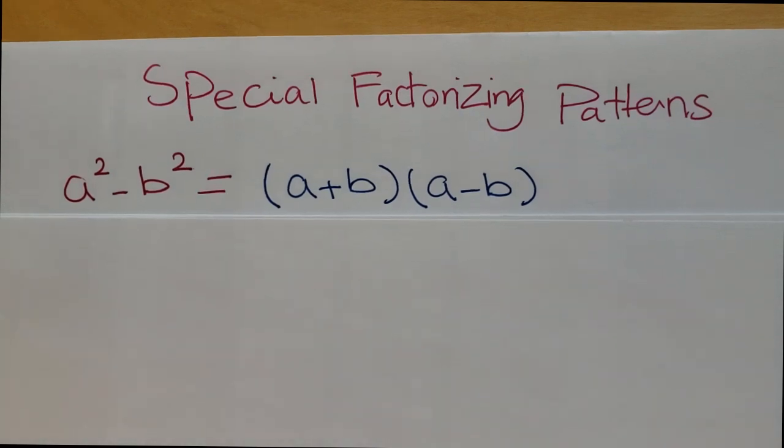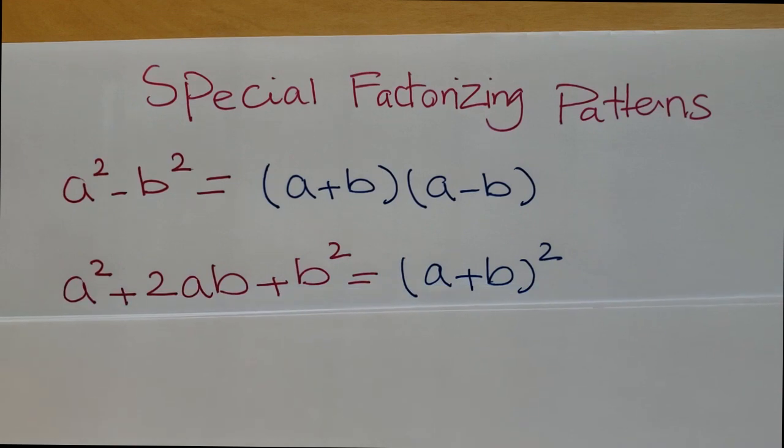The other one would be the perfect square trinomial. As you can see, it would be a to the power 2 plus 2ab plus b to the power 2, and then you can change it into a plus b to the power 2.